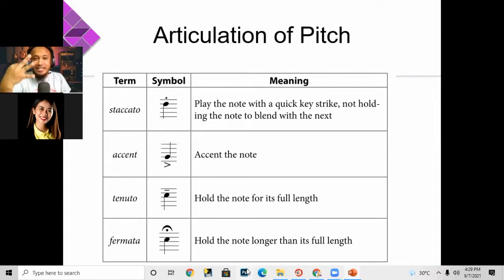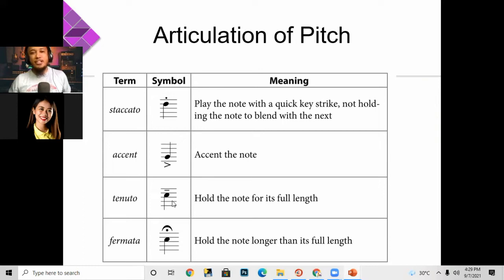Remember that. There are 3 types of note names: pitch names, numerical names, and tone names. So there are three, take note of that, okay? And then you have here articulation of pitches.